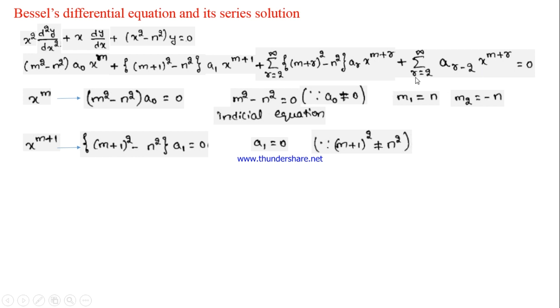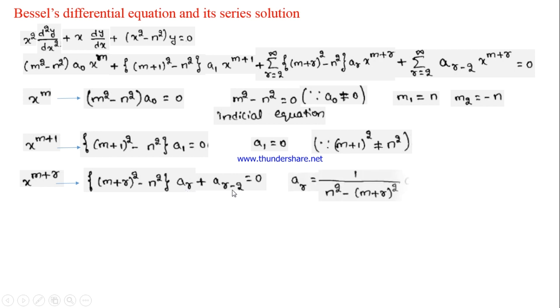Next, equate the coefficient of x power m plus r. Since these two summations start with the same limit, we get ((m plus r) whole square minus n square) ar plus ar minus 2 equal to 0. Now find the value of ar in terms of ar minus 2. This is what the expression is. And you can note here ar uses ar minus 2. The minimum value that r can take is 2, so that this becomes a naught. So this recurrence relation is valid for r greater than or equal to 2.